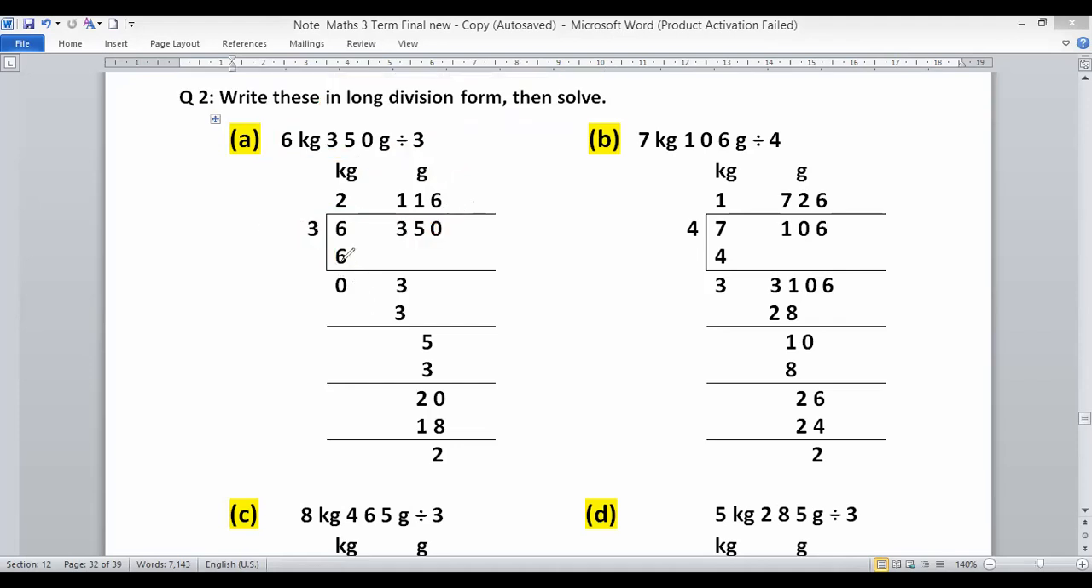Dear students, first of all we are going to start division from kilograms. Here kilograms are 6, and first we divide 6 by 3. So count the table of 3. 3 ones are 3, 3 twos are 6. 6 minus 6, 0. It means we have completely divided 6 by 3. There is no remainder, and after that we directly go to grams. Here we have 350 grams.